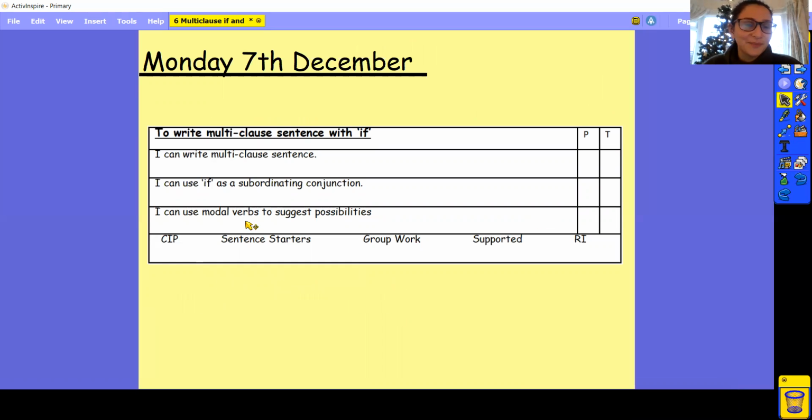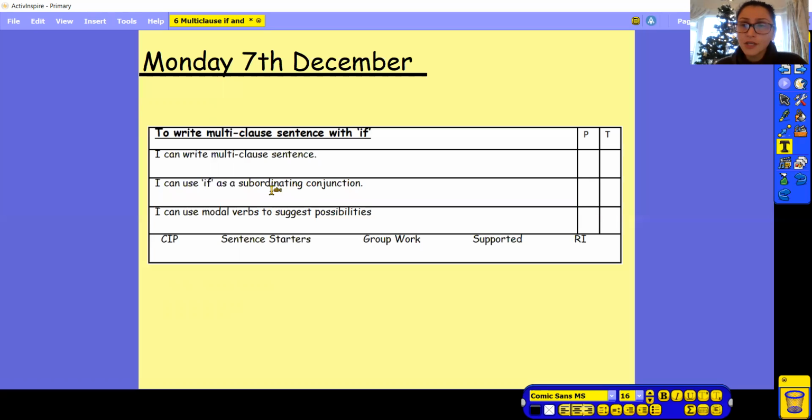Okay, so we've got our learning objective today, which is to write a multi-clause sentence with if. And basically that's just writing sentences with the word if. So I can write a multi-clause sentence. I can use the word if as a subordinating conjunction. So that's what the little clues are for.